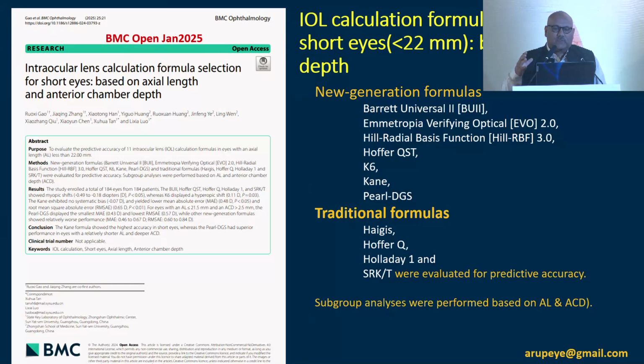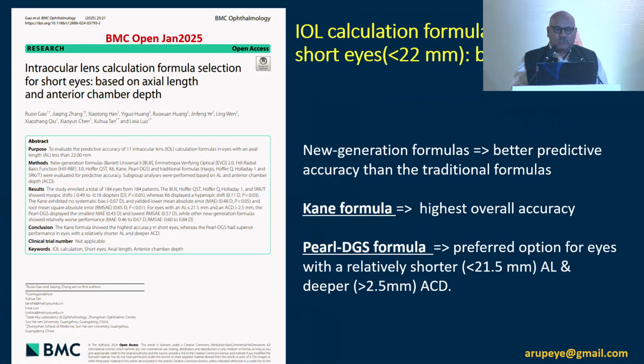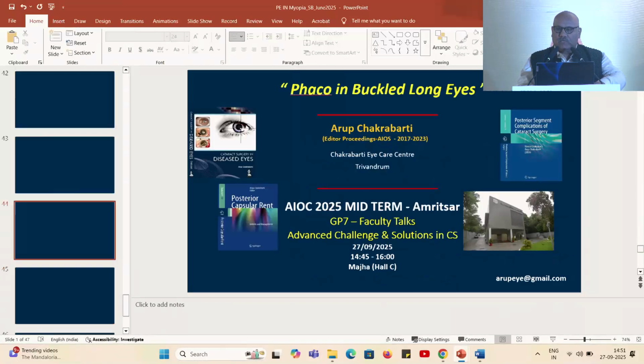So basically, once you have got the axial length right, which is the best formula for patients with an axial length less than 22 millimeter? This particular study again shows that the Kane formula and Pearl DGS formula have done extremely well. So basically, you have to use an optical biometer to measure the axial length for these eyes and use a newer formula, Kane formula or Pearl DGS formula, to get you the best outcome. So I think this is how I tackle high myopia patients and high hypermetropia patients in my practice. So thanks a lot for your kind attention.